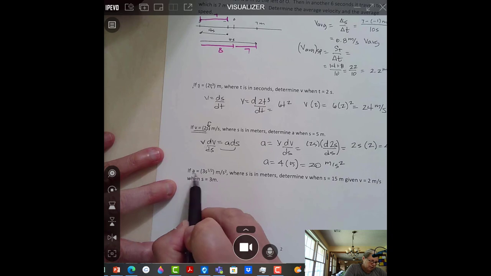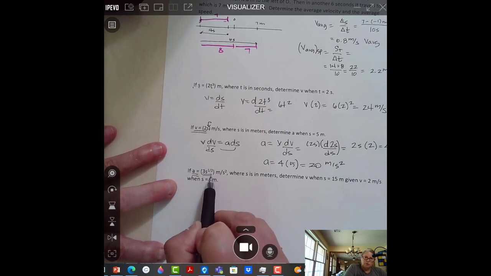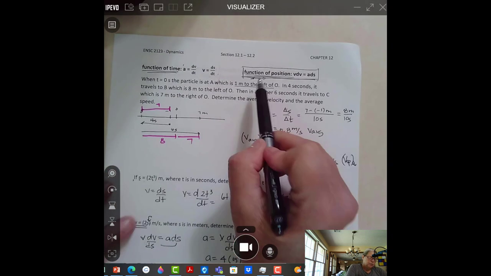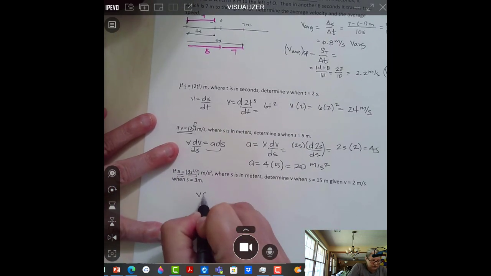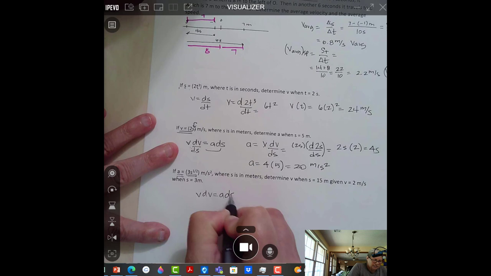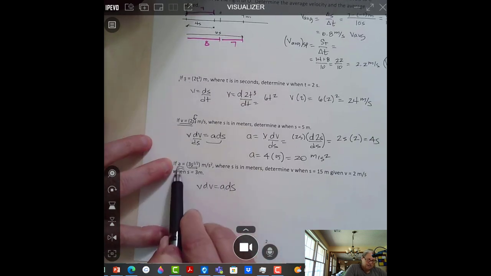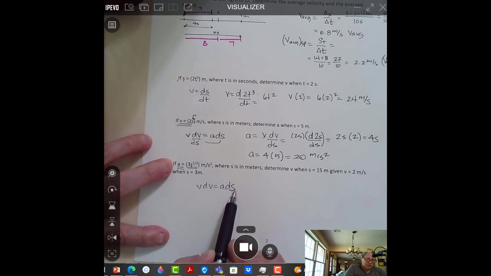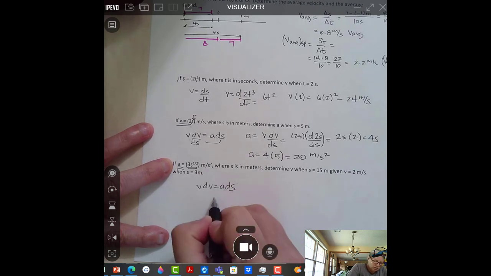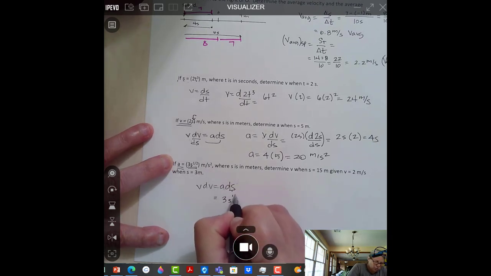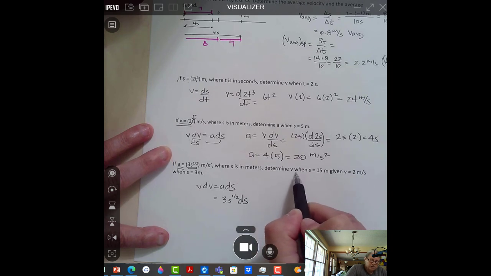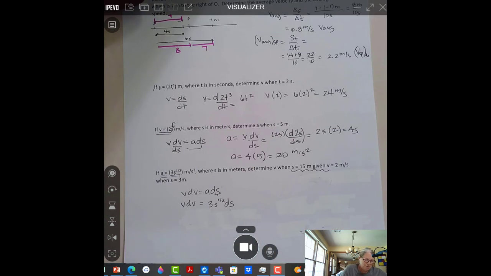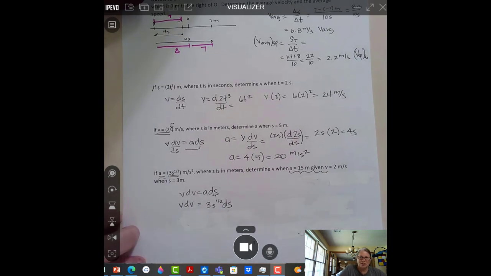Here I'm given my acceleration in terms of position. So again, if I'm looking at position, it's this set of equations. So I have v dv equals a ds. This time, my acceleration is a function of s, so I'm going to leave the ds over here. So I have 3s to the 1/2 ds, and determine velocity when, so okay, I apologize. I know the video jumped because I made a mistake.